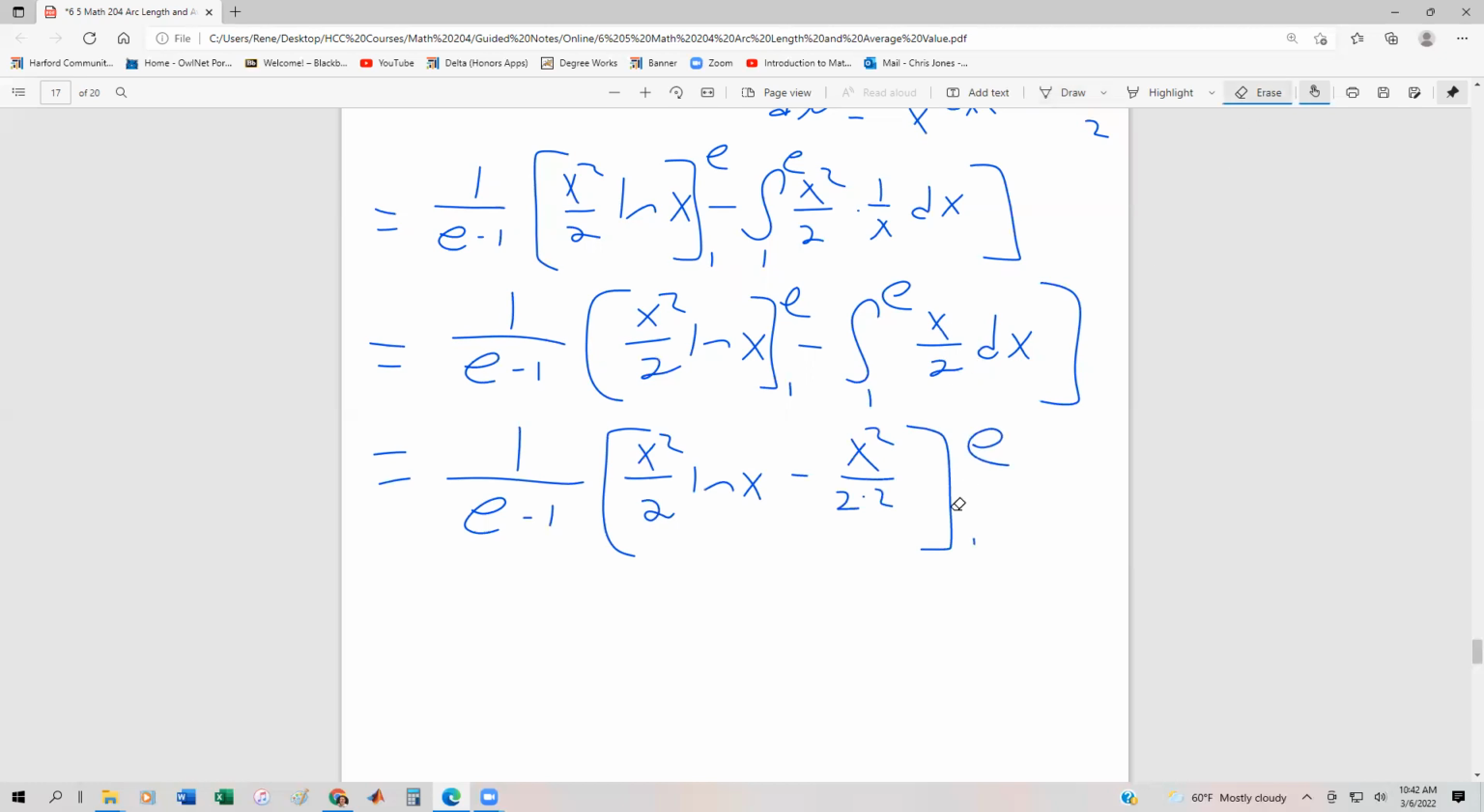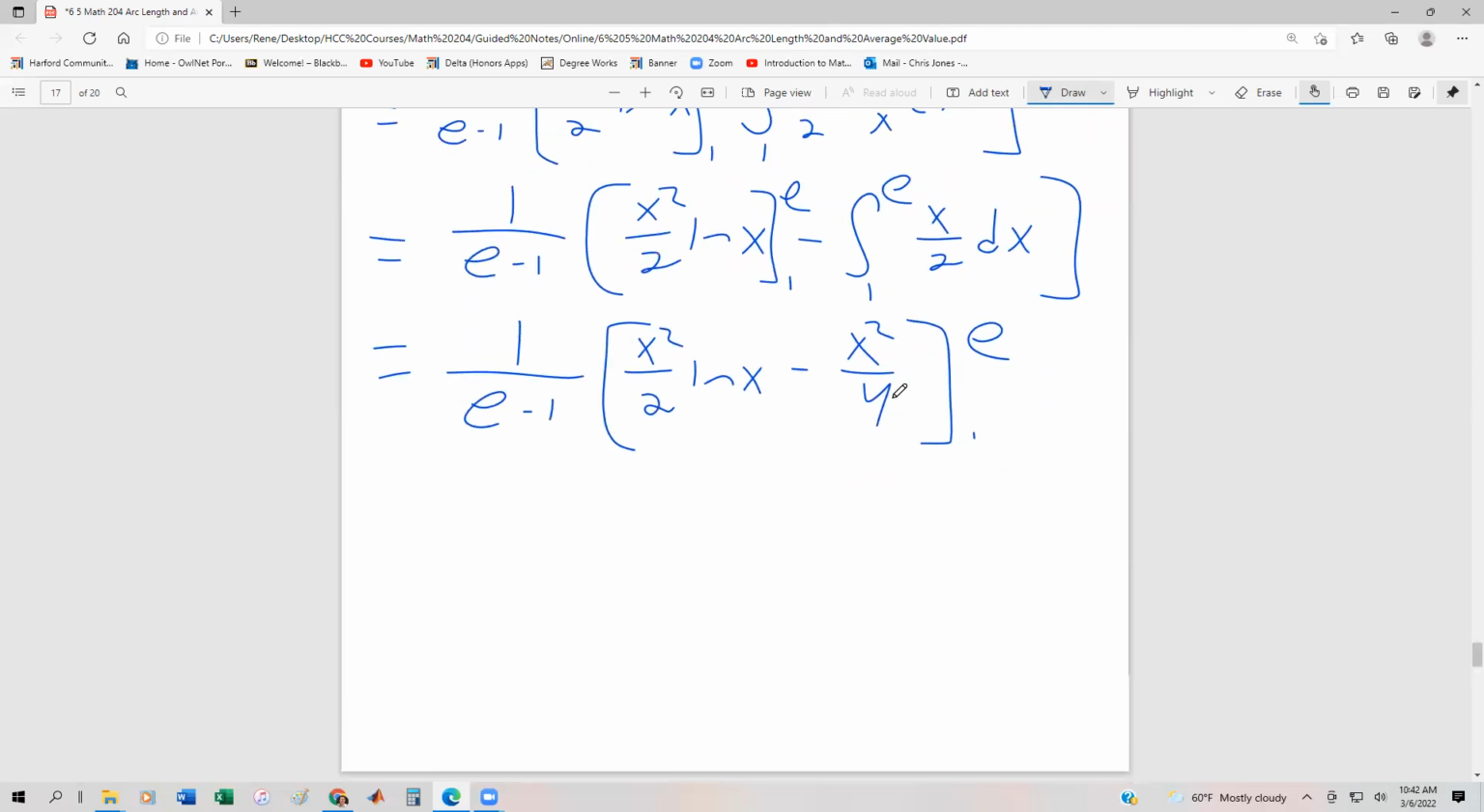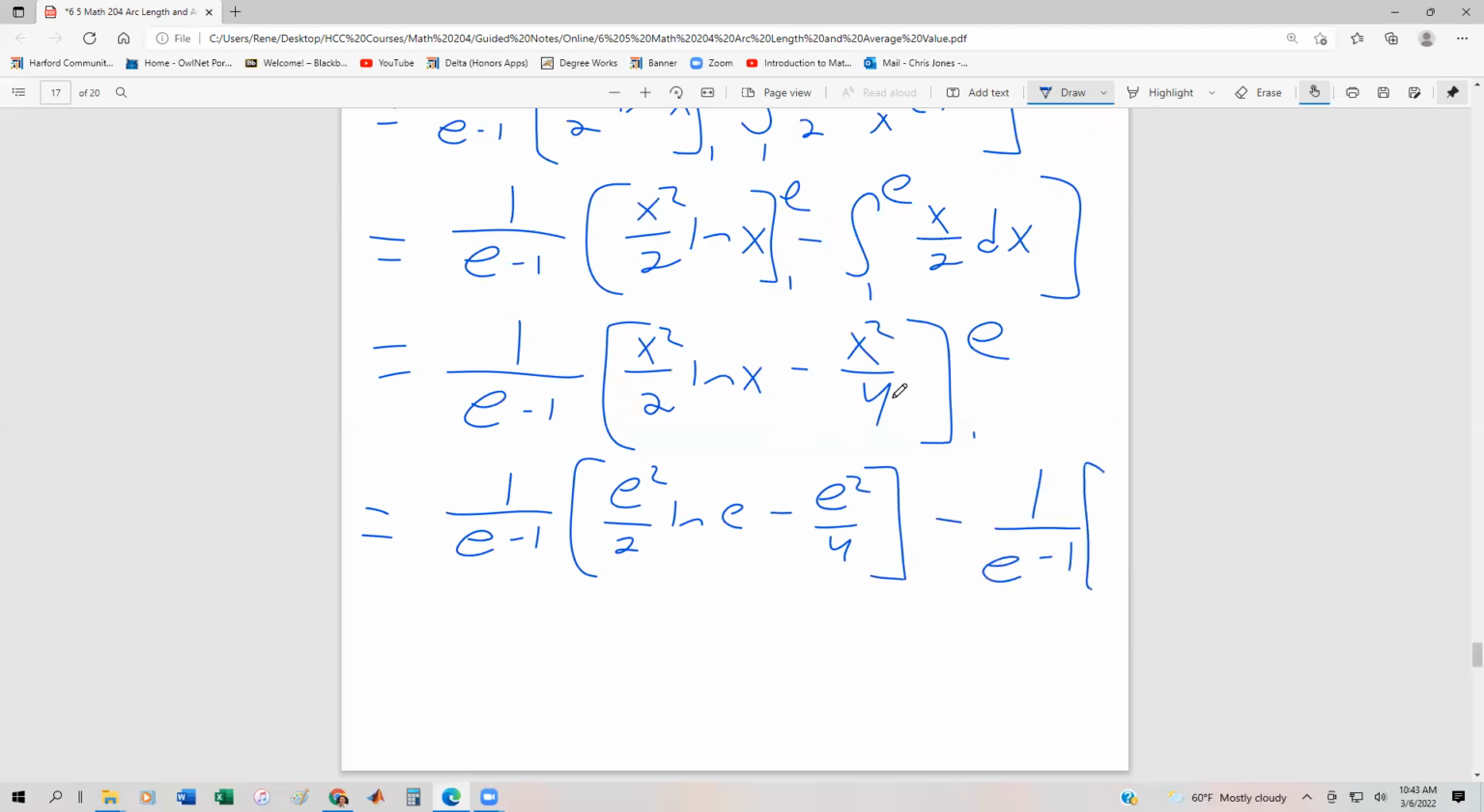Or another way we could write that is just 4. Okay, so just making sure everybody understands where we're getting these values from. And so this actually is going to turn into something a lot nicer than what it looks like at this point. So 1 over e minus 1, we're going to substitute e, so we get e squared over 2 ln e minus e squared over 4. And then I'm going to substitute 1. So that's going to be 1 squared over 2 ln 1 minus 1 squared over 4.